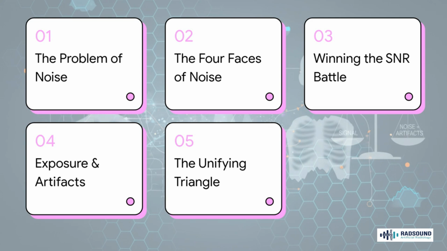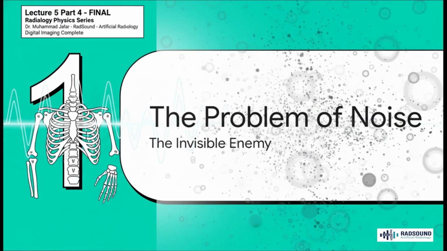Okay, so how are we going to tackle this invisible enemy? We've got a solid battle plan. First, we're going to define the problem of noise itself. Then, we'll get to know our enemy by looking at its 4 different faces. After that, it's all about strategy, how to win the critical signal-to-noise ratio battle. We'll also cover how to navigate exposure indicators and artifacts on the battlefield. And finally, we'll bring it all together with the unifying triangle of image quality. Let's dive in.